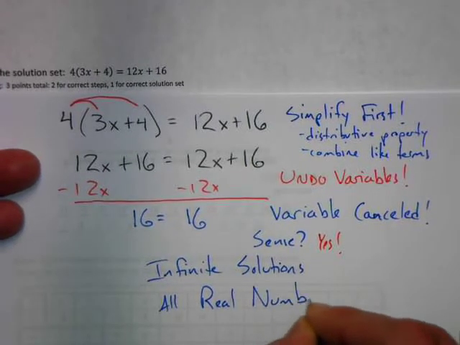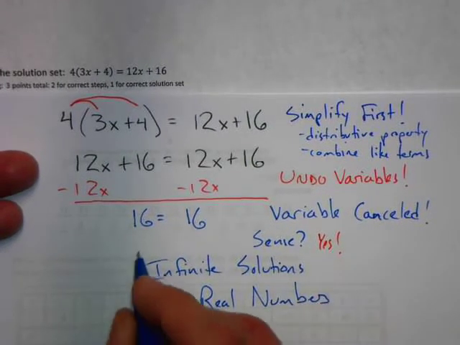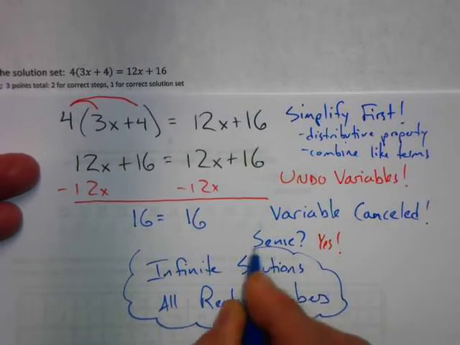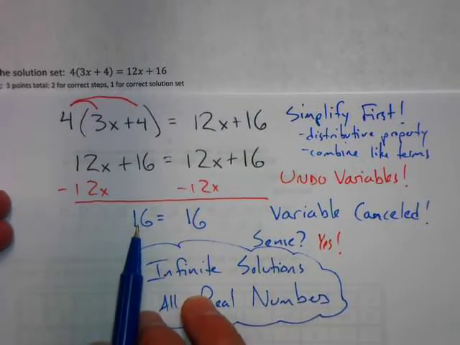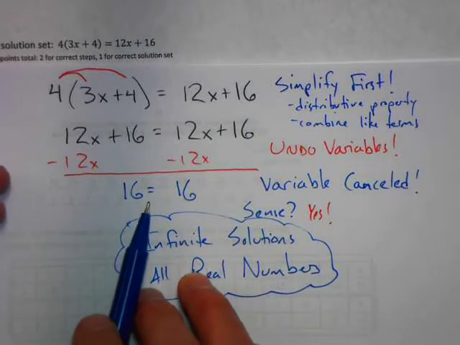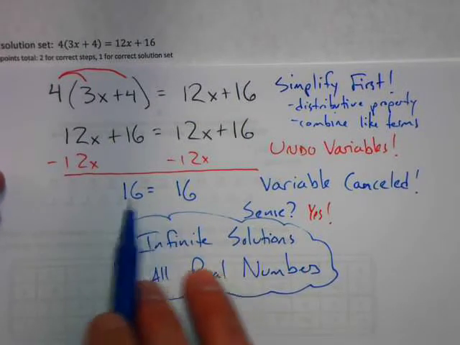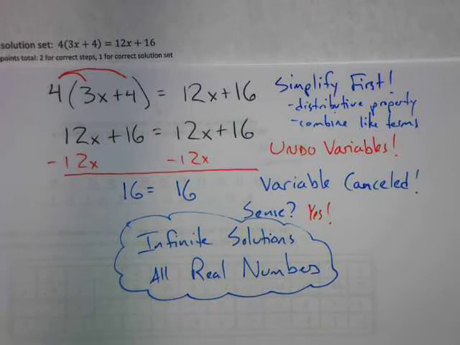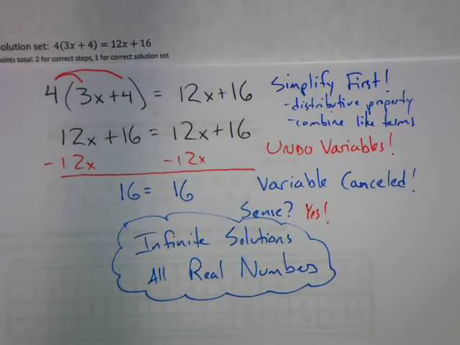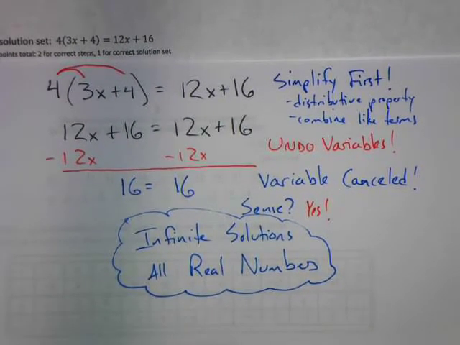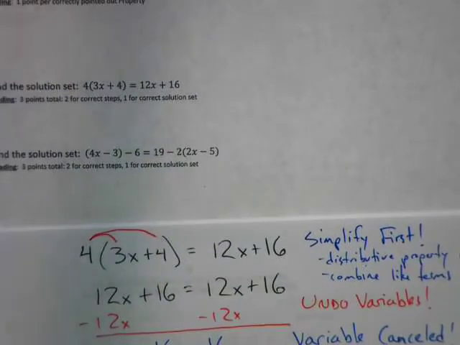All right, and that's what we can work with if the variable cancels. Now, what if what we had left didn't make any sense? What would be our solution set? So if we had something that didn't make any sense, the solution set would be no solutions. So we have to know the difference between infinite solutions and no solutions. That's going to be important. And now we can move on to number 4.